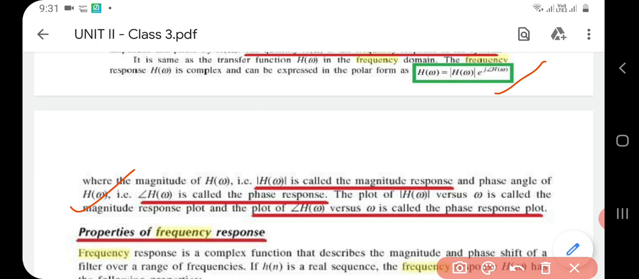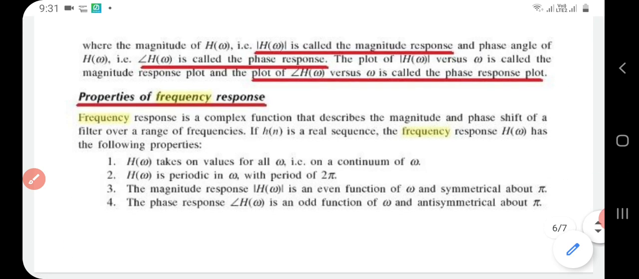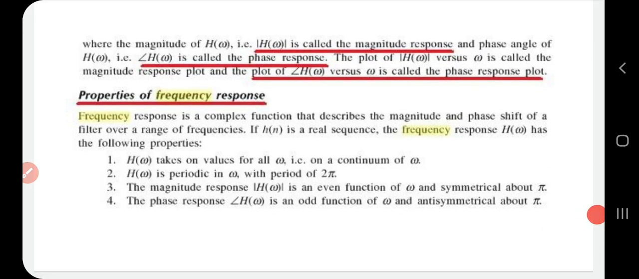So study these definitions. Modulus of H of omega is called the magnitude response, angle of H of omega is called the phase response. The plot of magnitude response versus omega is called the magnitude response plot, whereas the plot of phase response versus omega is called the phase response plot. So study the definitions. Now the properties of the frequency response are listed here. H of omega takes on values for all omega, that is, it is a continuum in omega, and it is periodic in omega with period 2 pi. The magnitude response is an even function of omega and symmetrical about pi. The phase response is an odd function of omega and antisymmetrical about pi. So just study this for the properties of frequency responses.